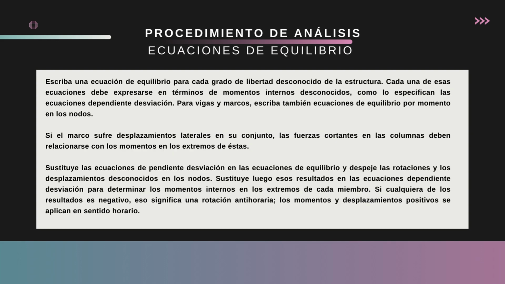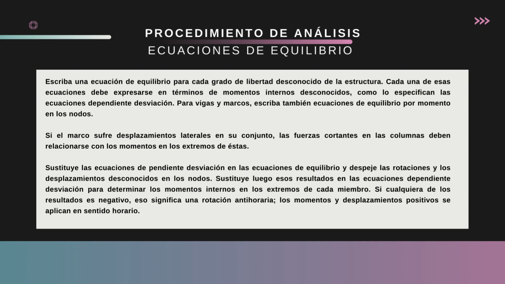Equilibrium equations. Write an equilibrium equation for each unknown degree of freedom of the structure. Each of these equations must be expressed in terms of unknown internal moments, as specified by the slope deflection equations. For beams and frames, also write equilibrium equations for moment at the nodes. If the frame undergoes lateral displacements as a whole, the shear forces at the columns must be related to the moments at the ends of the columns.